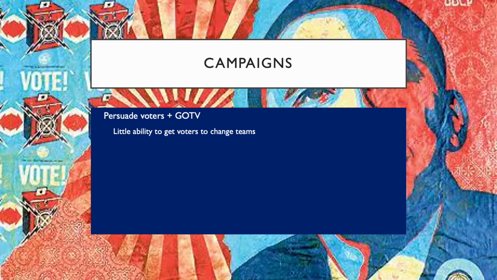Now, there's little ability, especially in highly polarized electorates like what we have, for a political campaign to get you to switch from being a steadfast Democrat to a steadfast Republican just by the power of a campaign. This does happen in critical elections or realigning elections, but there's usually some sort of exogenous shock that's happening.